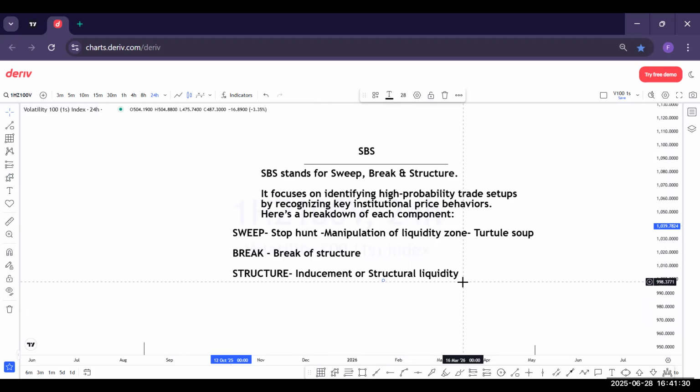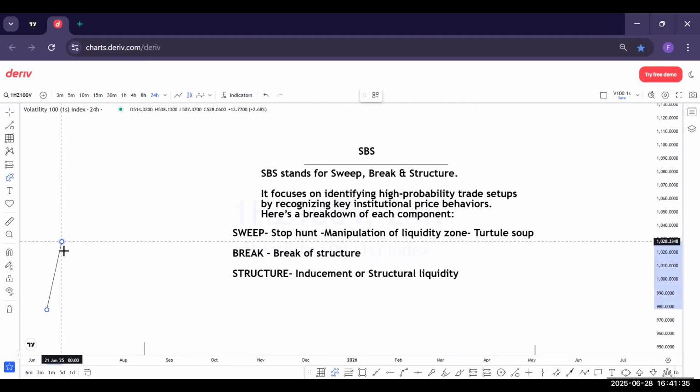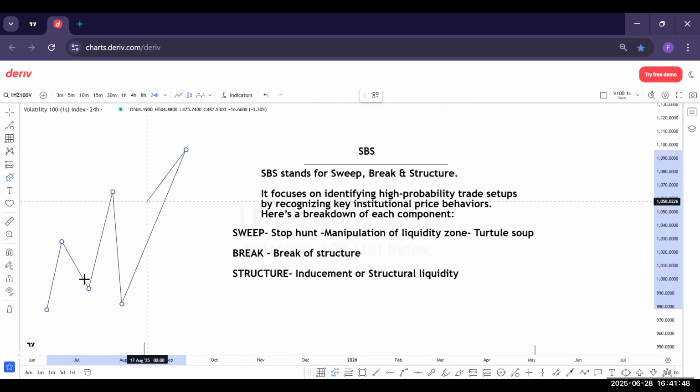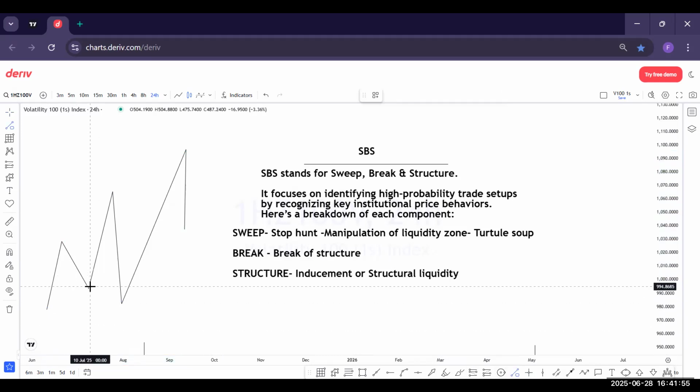How do you identify structural liquidity? If you recall on the topic of liquidity, I once mentioned that price always grabs liquidity and creates an inducement. Now, this low becomes an inducement because price can decide to pull back to induce the low and break structure to the upward direction. That means this previous low becomes an inducement liquidity. So you take note of the sweep, the break, and the structure.